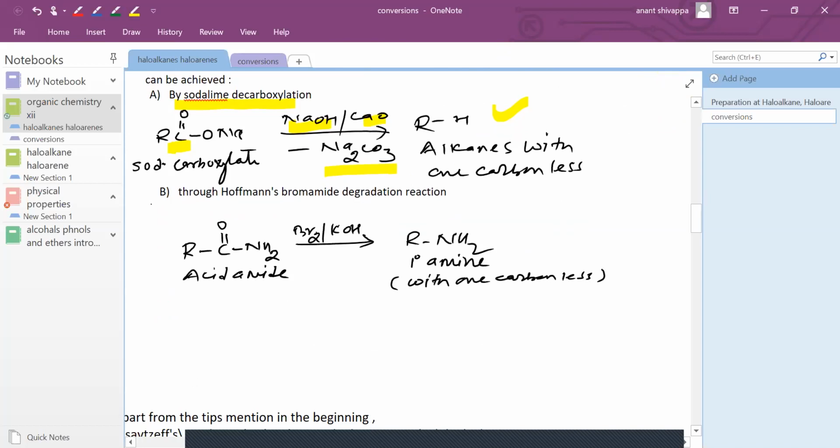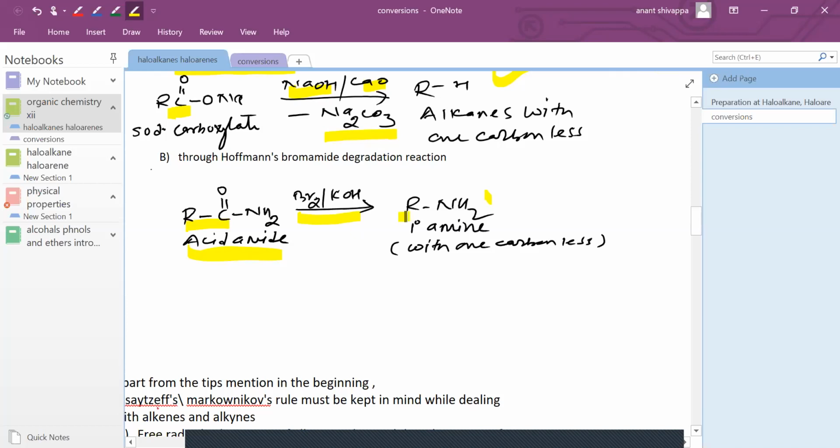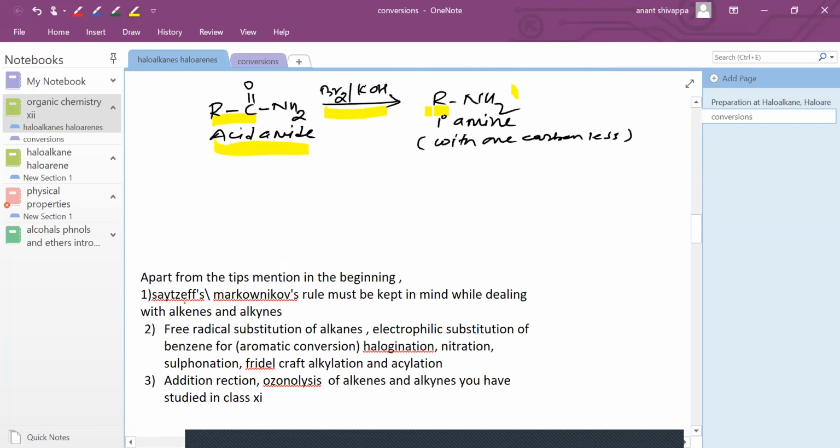One more example of descent of series is very important, which you have not studied in first chapter, that is through Hoffmann bromamide degradation reaction. This you will study in due course of time. So amide in the presence of bromine and KOH is converted into amine. So starting material for Hoffmann bromamide degradation reaction is amide, which is converted into amine. You see there are two carbons, one carbon is out, so you will get the product which contains less number of carbon.